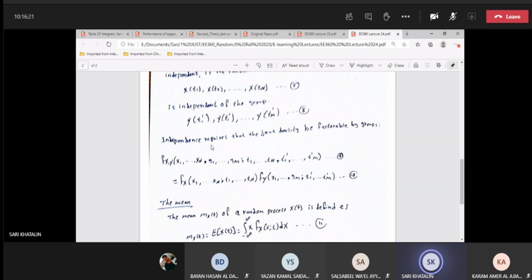And it also says independence requires that the joint density be factorable by groups, which means that if we have a joint PDF of x and y, it can be written as shown in equation 2. If you remember when we talked about random variables, if x and y are independent, we can say that the joint PDF of x and y is going to be the marginal PDF of x times the marginal PDF of y. And that's exactly what we're saying here. So that's what we mean by factorable by groups.